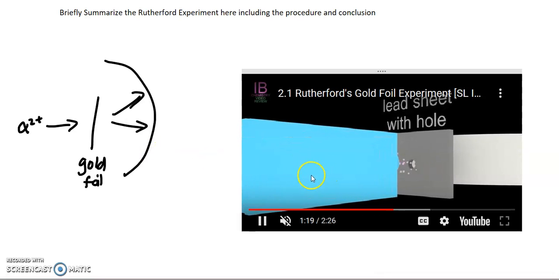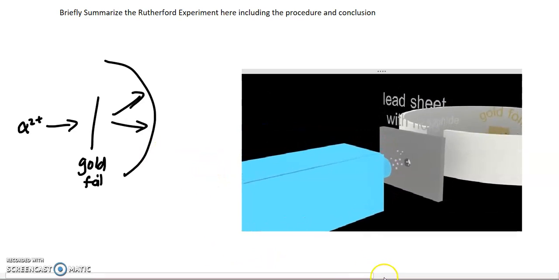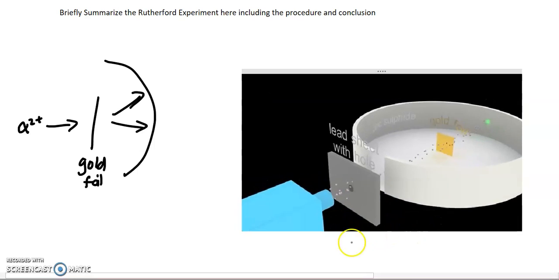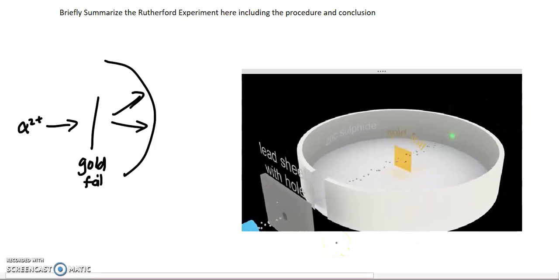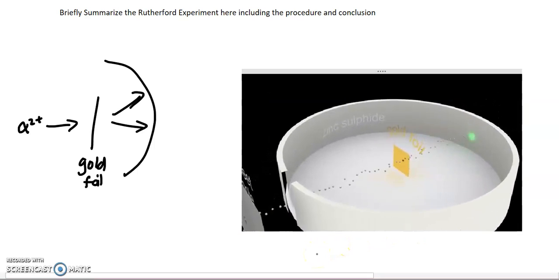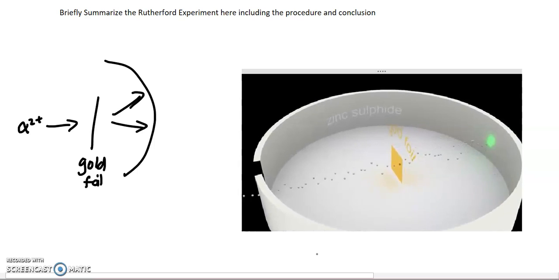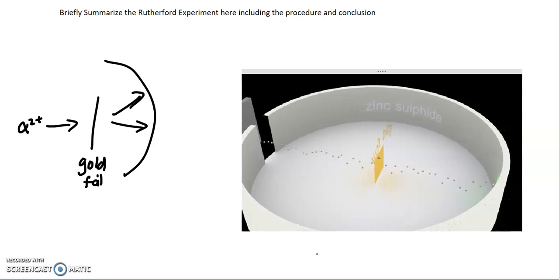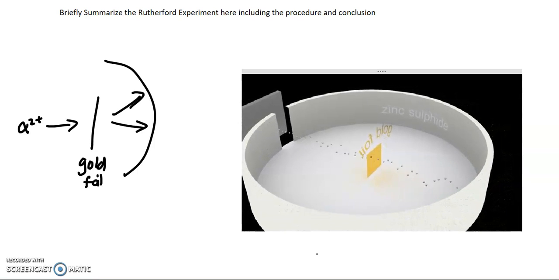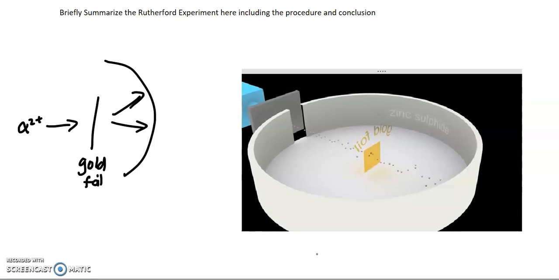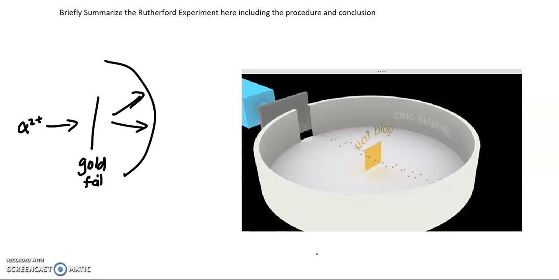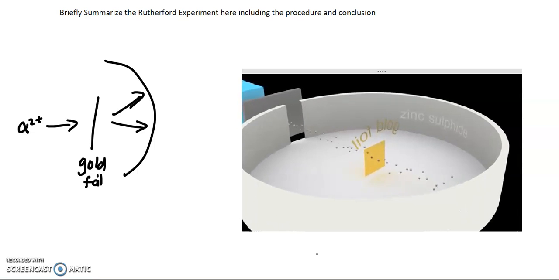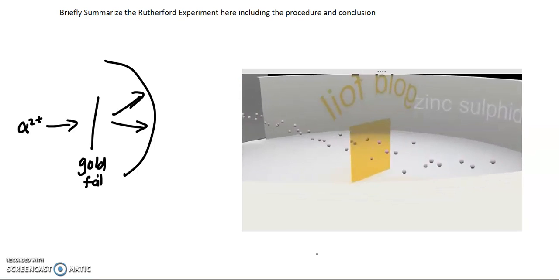Now, here you've got an alpha particle source. You're isolating the source through a lead sheet with a hole. Now, most of the alpha particles came through, forming that pattern of green, but occasionally one's even bouncing back. And so what is the major conclusion here?